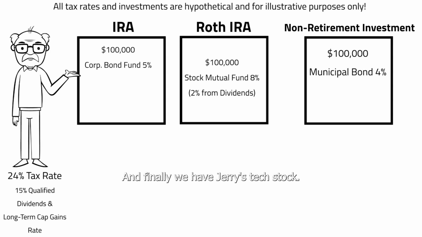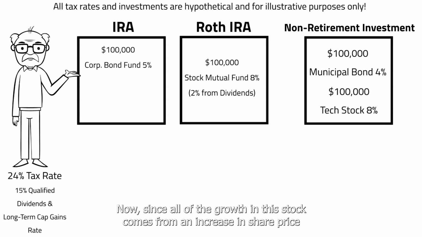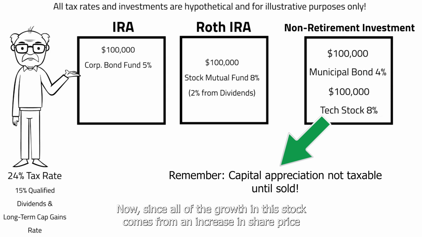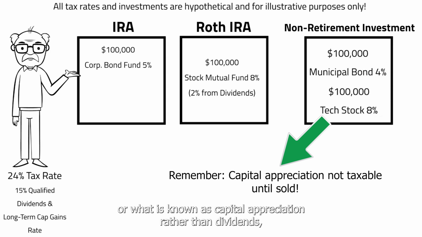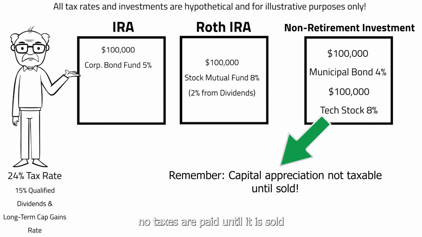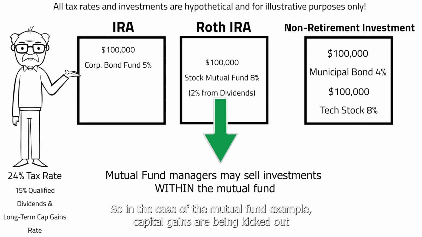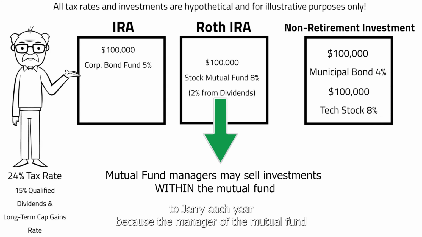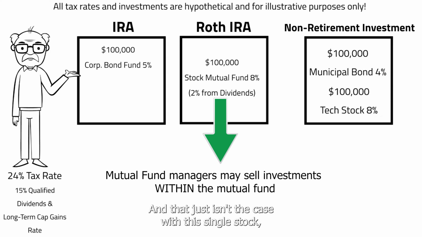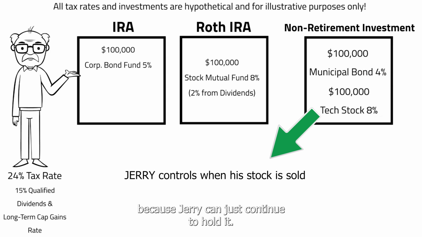And finally, we have Jerry's tech stock. Now, since all of the growth in this stock comes from an increase in share price, or what is known as capital appreciation, rather than dividends, no taxes are paid until it is sold because there is no taxable income being generated. That's right. Capital gains are only payable once an investment has been sold. So in the case of the mutual fund example, capital gains are being kicked out to Jerry each year because the manager of the mutual fund is indeed selling the underlying stocks each year. And that just isn't the case with this single stock because Jerry can just continue to hold it.